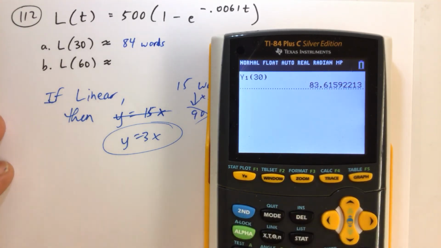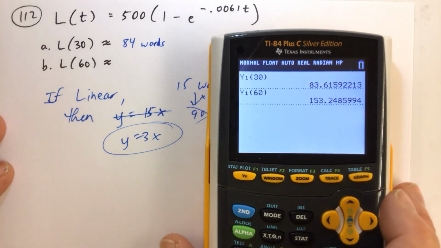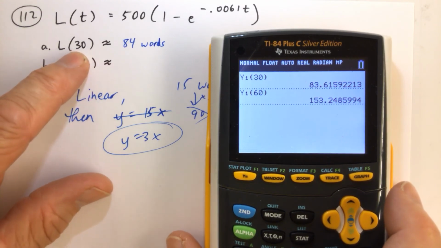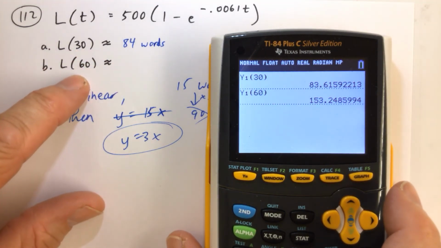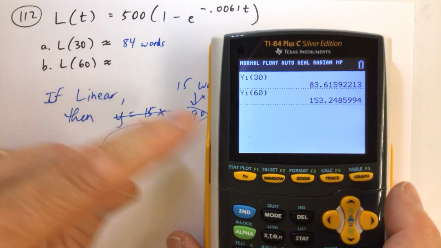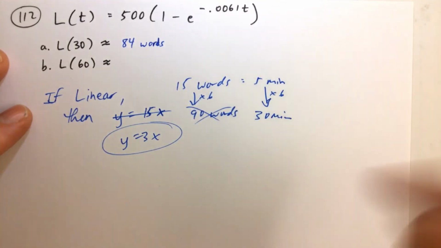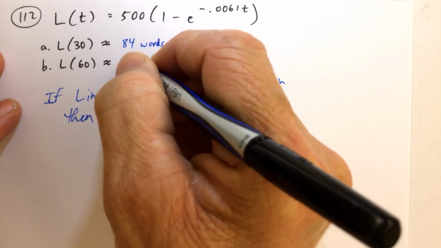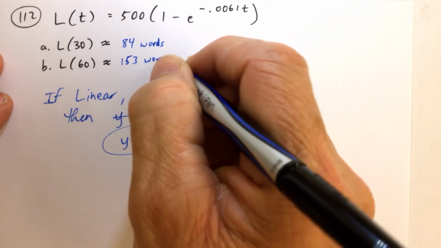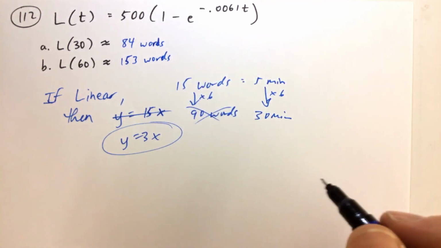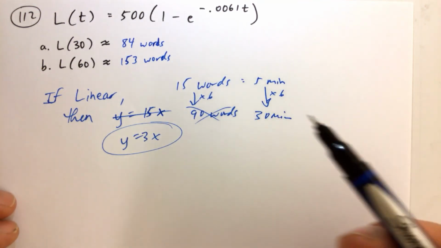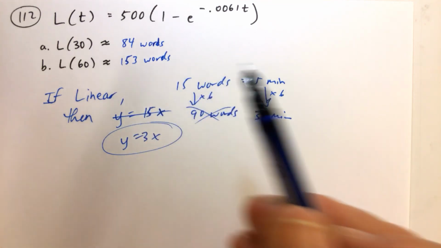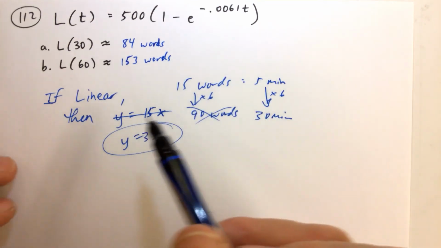But anyway, answering the question, we have a second entry, so we can edit that entry. Instead of L of 30, we have L of 60, and then we hit enter. And again, if it took 30 minutes to learn 84 words, one might think that 60 minutes would give 168 words. But it's not. It's 153 words. This is more proof that the more time goes by, the fewer words the person is learning per minute.